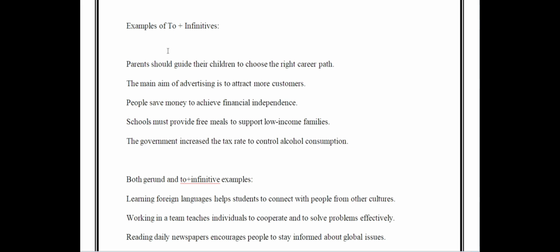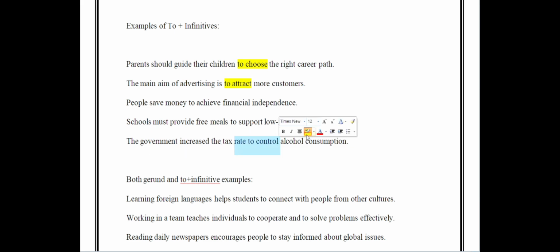Next, examples with to plus infinitives. Parents should guide their children to choose the right path. What should they do? They should help them to choose the right path. The aim of advertising is to attract more customers. To attract, to plus infinitive. People save money to achieve financial independence. To achieve, to plus infinitive. Schools must provide free meals to support low-income families. To support is to plus infinitive.